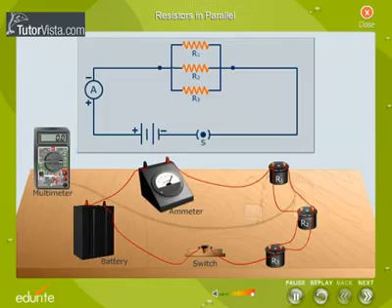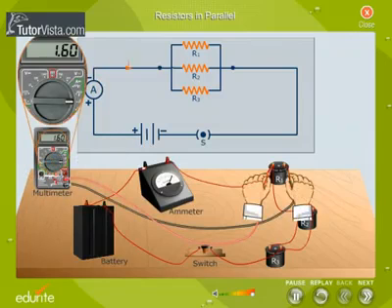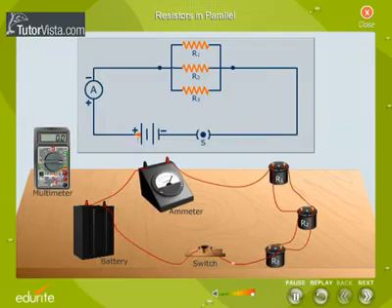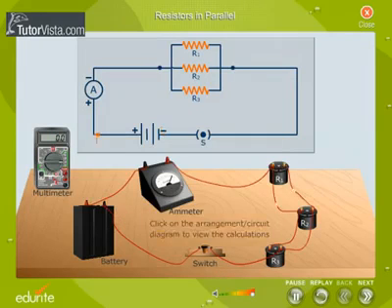What do you observe? The current flowing through R1, R2 and R3 is different, and the potential drop V1, V2 and V3 across R1, R2 and R3 is the same.